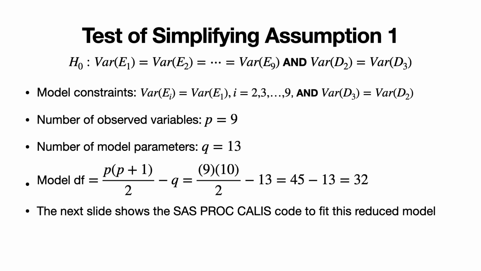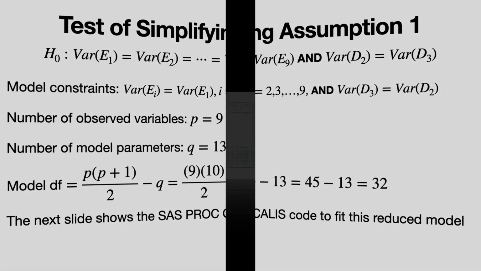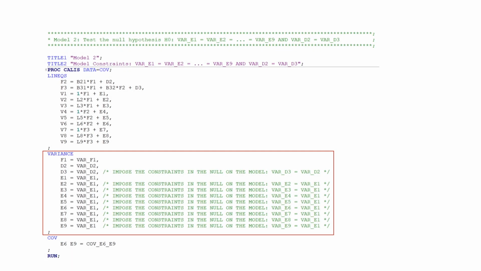The next slide shows the SAS PROC CALIS code to fit this reduced model. And so we see, to impose the constraints in the null hypothesis on the model, we equate the variance of D3 and the variance of D2. In addition, we equate the variances of E2 through E9 to the variance of E1. We are imposing 9 constraints on the model, and so this will be a 9 degree of freedom test.